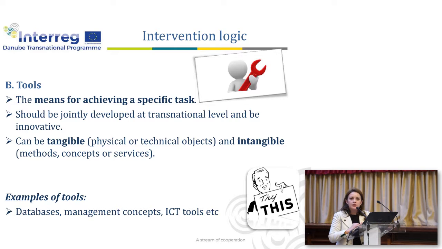Another type of output that we have defined at program level are tools. So we are counting the number of tools. A tool is a means for achieving a specific task. It should be jointly developed by the partnership at transnational level, and a tool developed by a project can be tangible, a physical object, or intangible: a concept, a service, a guideline, a manual, etc. Examples are databases, IT platforms, and management concepts developed by the project. Policy recommendations, which can be found in several projects, actually are tools and are not strategies.